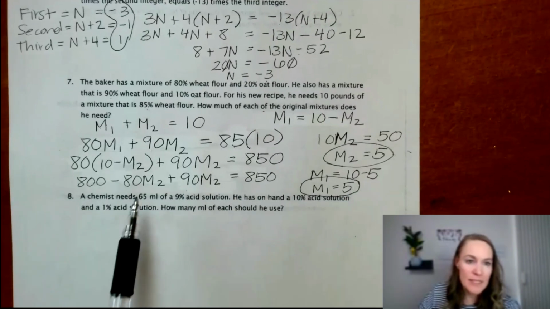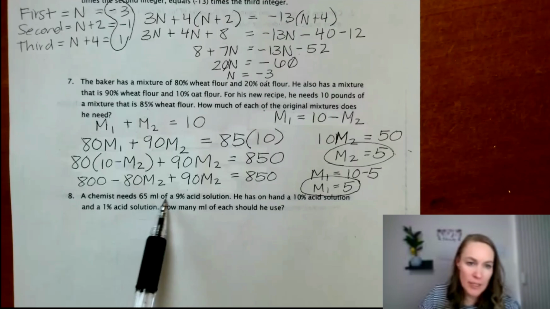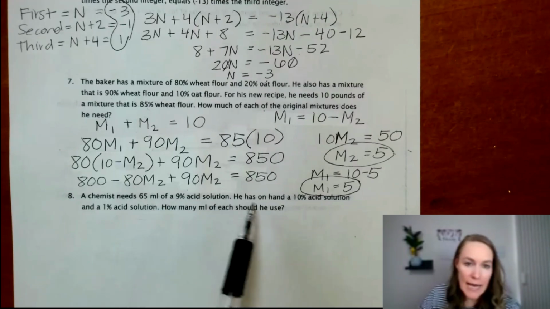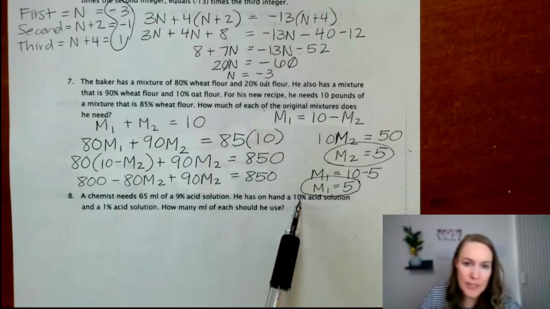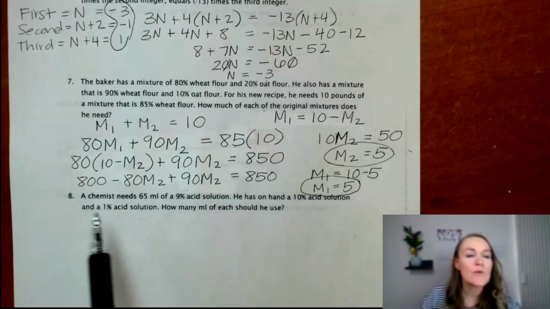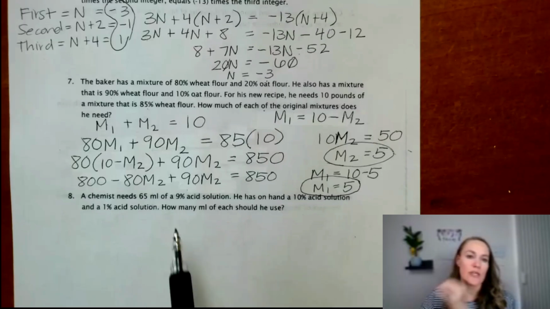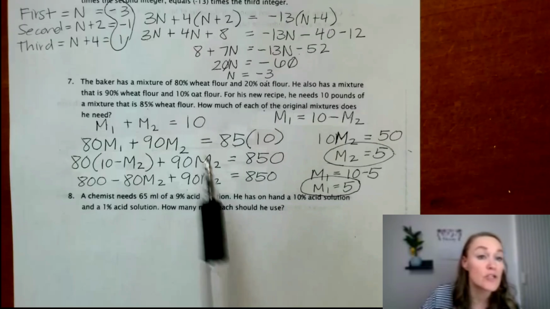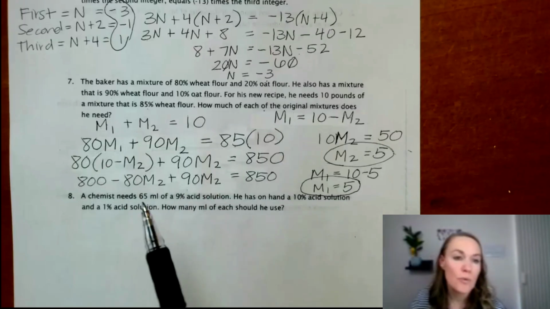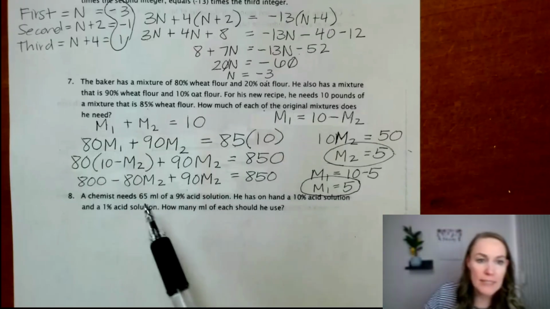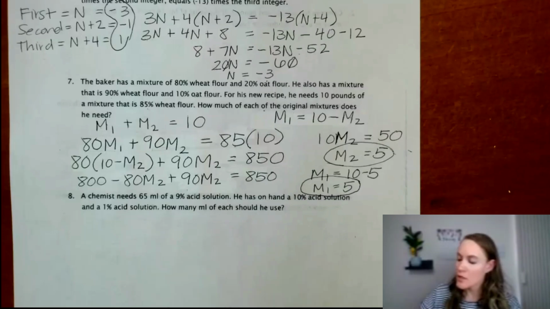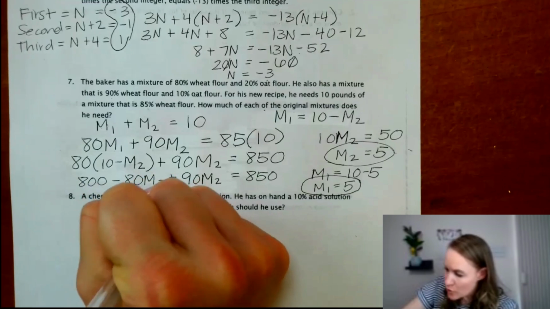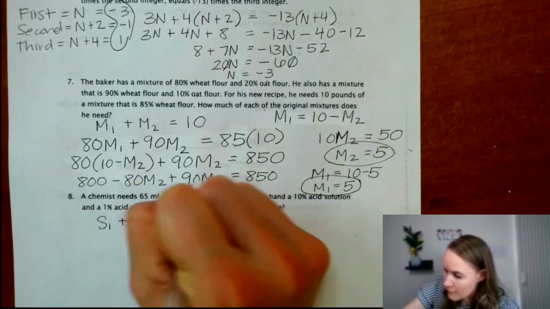All right, a chemist needs 65 milliliters of a 9% acid solution. He has on hand a 10% acid solution and a 1% acid solution. How many milliliters of each should he use? So this is really similar. So we need 65 milliliters. So solution 1 plus solution 2 equals 65.